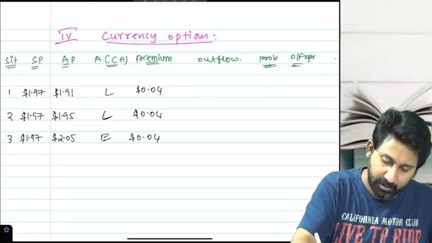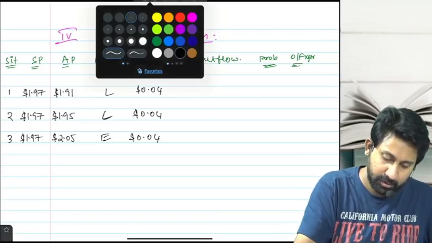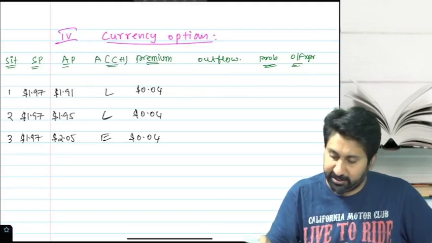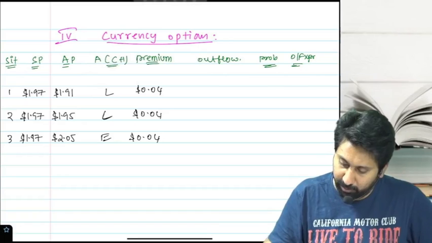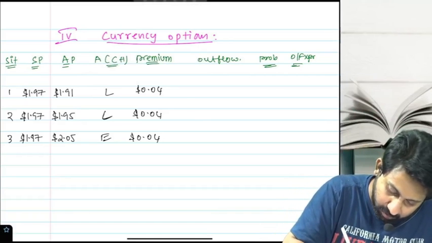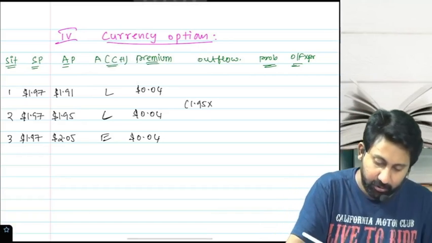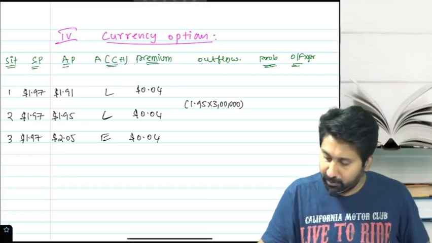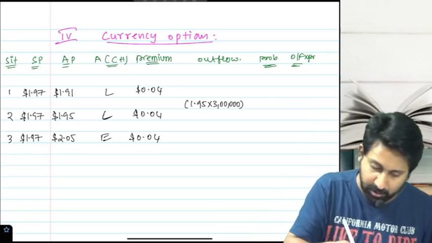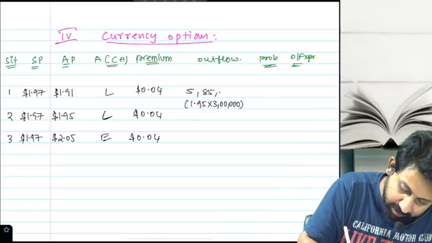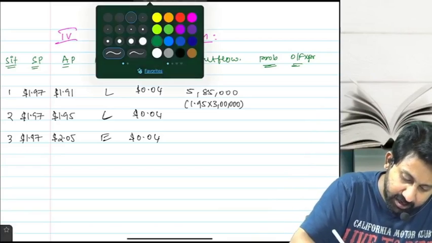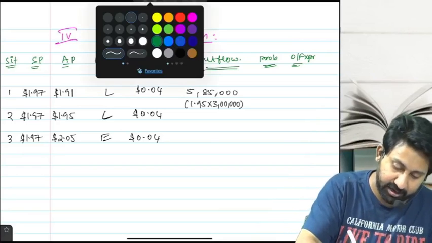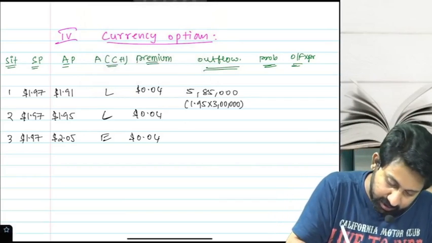Okay, listen now. Let's do. So what is the total outflow? 1.91 plus 0.04 means 1.95 into 3 lakh pounds, that is 5 lakh 85,000. So the total outflow we need to calculate is 5 lakh 85,000.